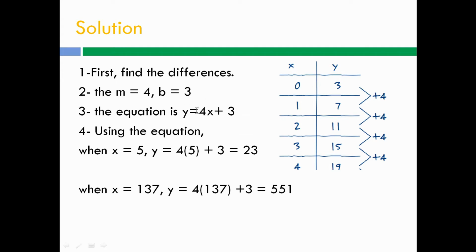Once you know the equation, you can find any value of y given x. So the question was, find y when x equals 5. So all you have to do is plug in 5 for x. So 4 times 5 is 20, 20 plus 3 is 23. So the value of y is 23 when x equals 5. Similarly, y will be 551 when x equals 137.